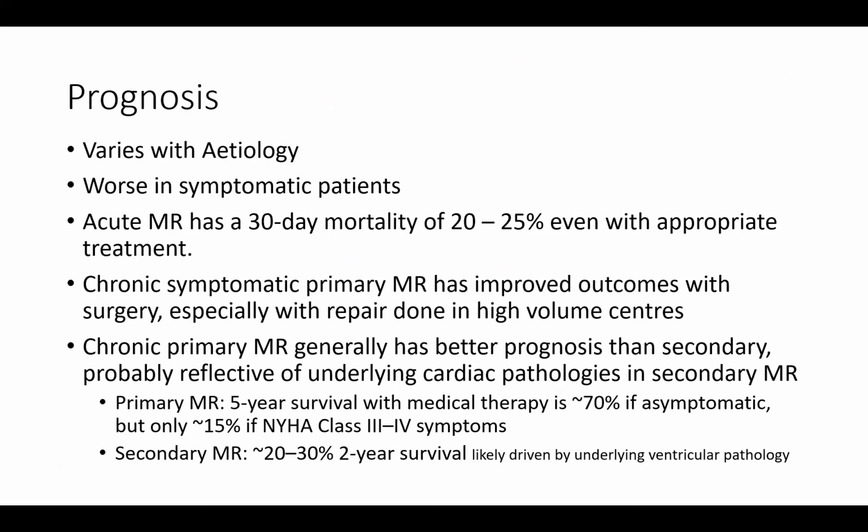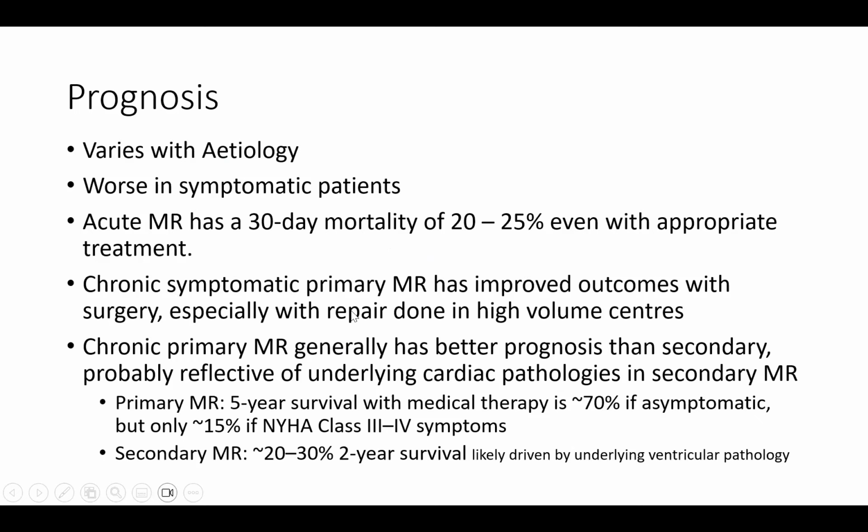It varies with the etiology, as we've seen. It varies between primary and secondary, acute and chronic, and even within the chronic. The etiology would most definitely influence the outcomes. Acute MR, like we've said, has a 30-day mortality of about a quarter of patients dying, even with appropriate treatment. Chronic primary MR has improved outcomes with surgery, especially with repair done in high volume centers, while chronic primary MR generally has better prognosis than secondary.